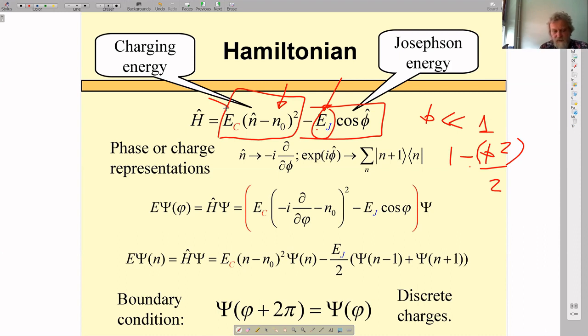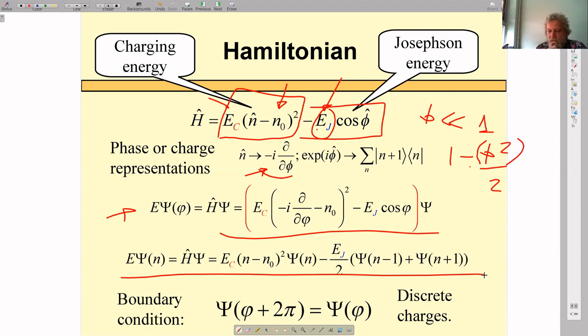There is a way to solve this Hamiltonian in general, and it is rather straightforward. One uses again the commutation relations between the operators. So n here looks like a momentum. It can therefore be represented as an operator, a derivative with respect to phase. One can diagonalize the Hamiltonian, one can solve for the wave function in phase representation or charge representation. Let me talk about the results.